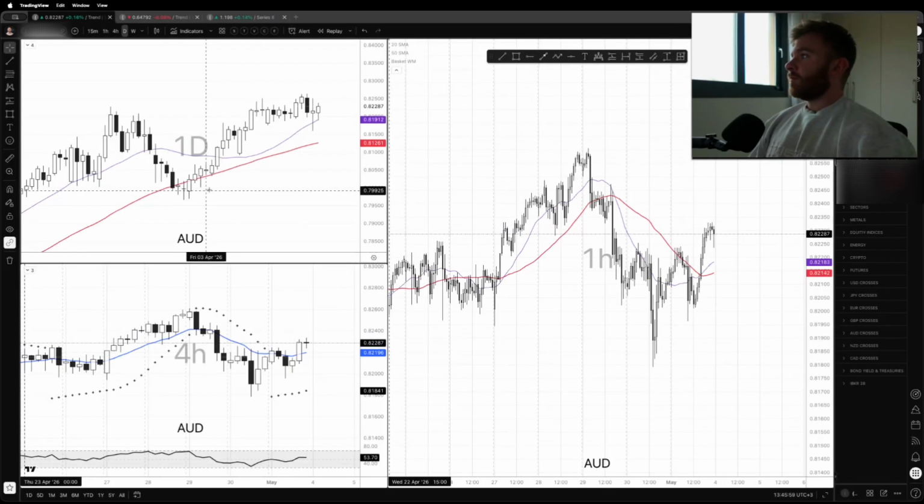Aussie. Well, Aussie has been on fire. Above the 50, above the 20. Now we have started to consolidate here. We are up at some yearly levels of resistance. So it's a very interesting one.